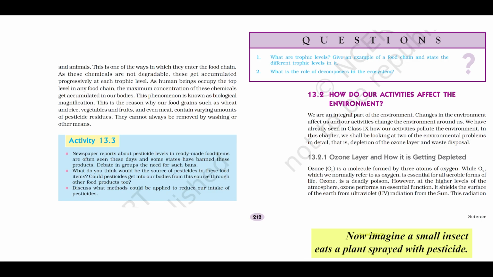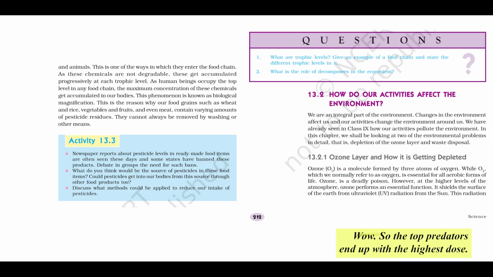Now imagine, a small insect eats a plant sprayed with pesticide. It accumulates a tiny amount. Then a frog eats lots of those insects over its lifetime. All the pesticide from all those insects builds up in the frog to a higher concentration. Okay, it's concentrating up the chain. Precisely. Then a snake eats many frogs. The pesticide concentrates further in the snake. Then an eagle eats many snakes. The concentration gets higher and higher at each trophic level. This phenomenon, the increasing concentration of these persistent chemicals at successive trophic levels, is biological magnification.